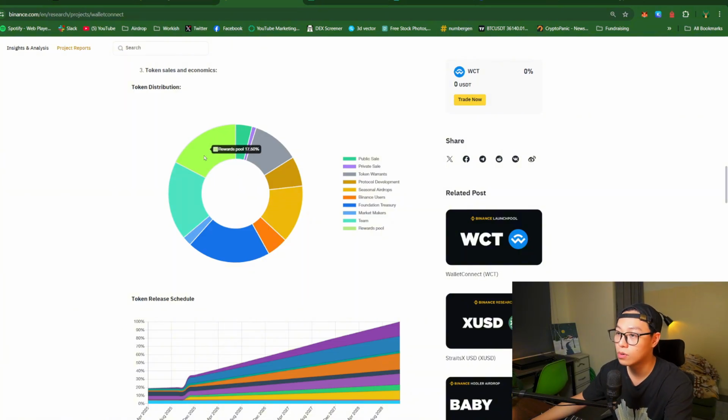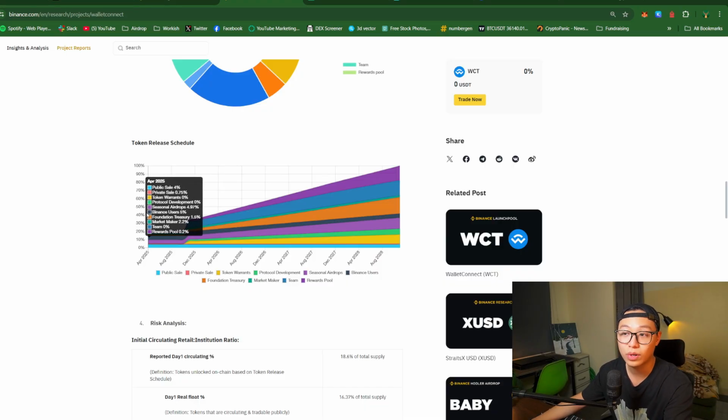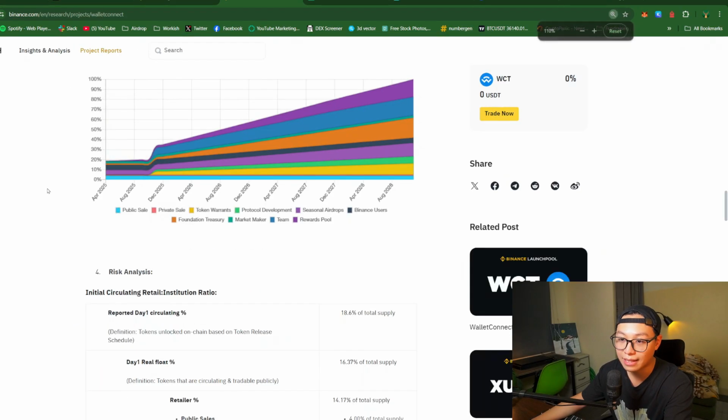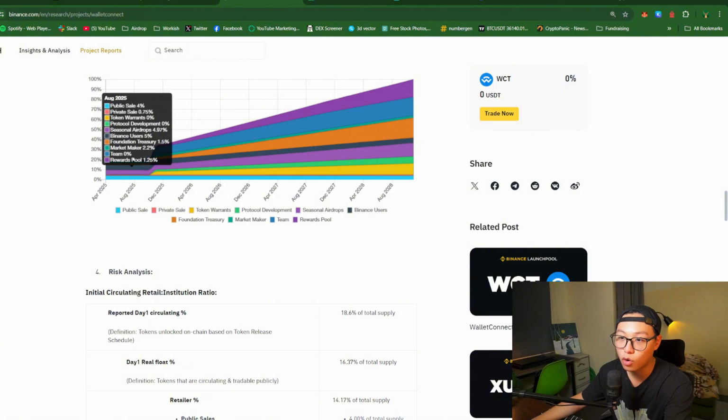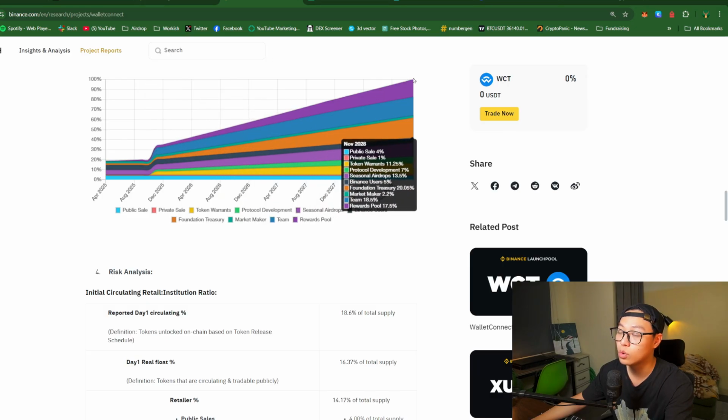The reward pool is 17.5%, I believe, for staking, and this is the token release schedule. As you can see, at the TGE date, that's going to be around 18.6% being released, and only after, I believe, 6 months, yes, 6 months, there's going to be a new round of tokens being released, and it's going to climb up real fast to about 35%, all the way to 100% after 4 years. Okay, oh, I'm sorry, after 3 years.